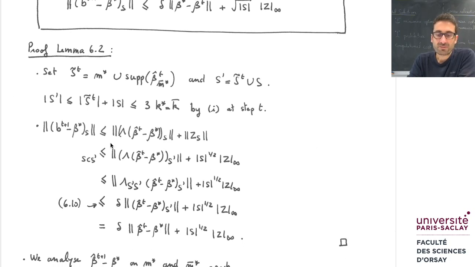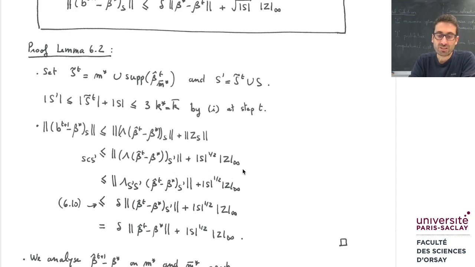So first, for this term, we use the fact that S is a subset of S prime. If you look at the norm of a larger vector, it takes more coordinates, so the norm will be larger, so we upper bound by this norm. And here we simply use the fact that each entry is smaller than the sup norm of Z, so this norm is smaller than the square root of the cardinality of S times the sup norm of Z.